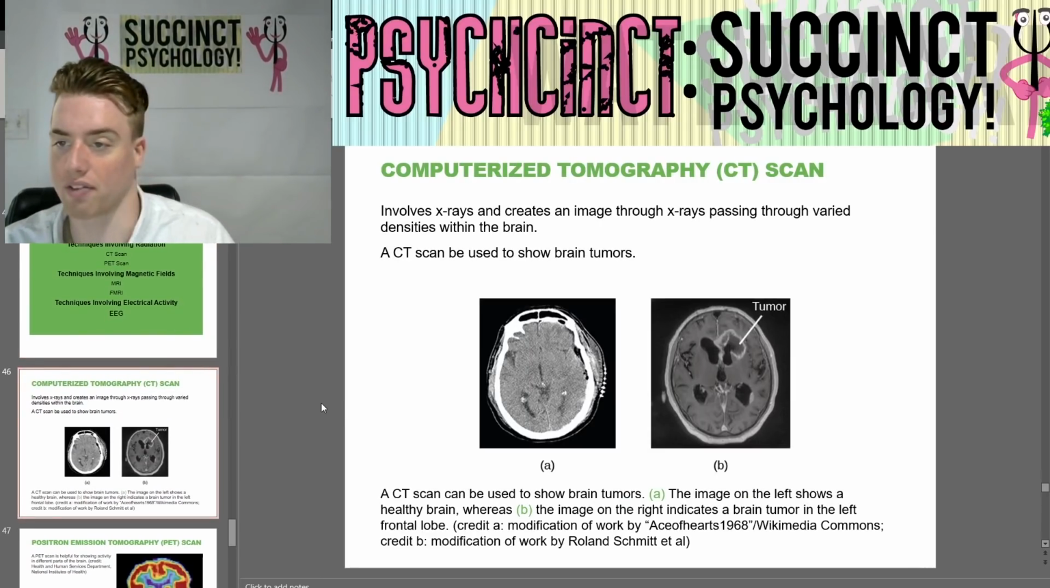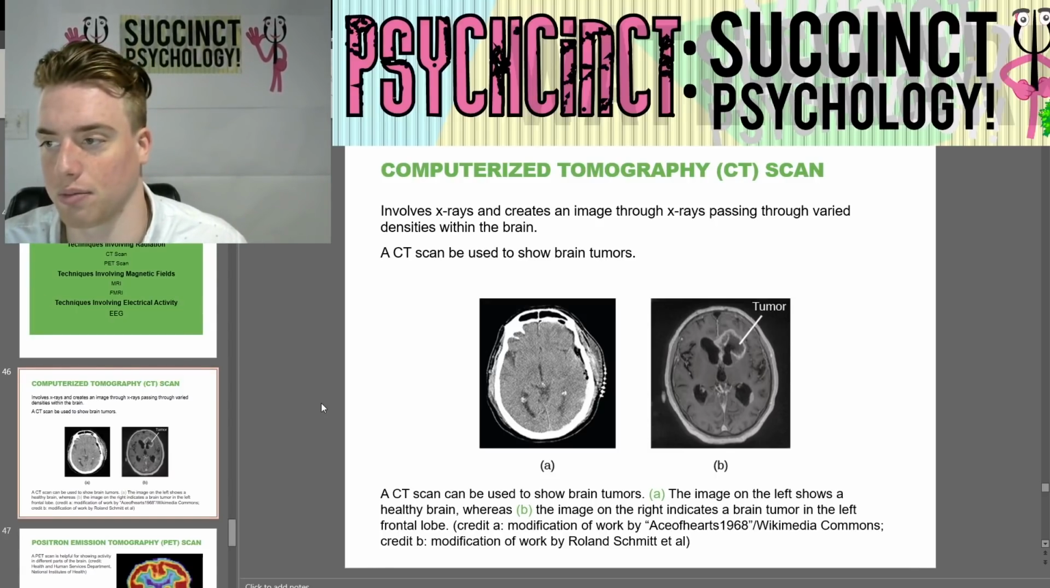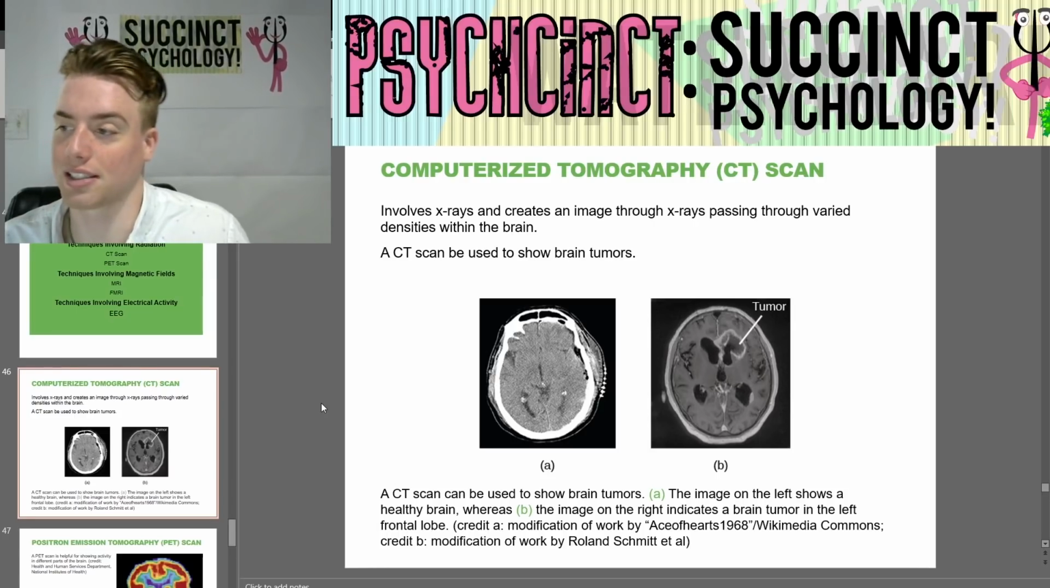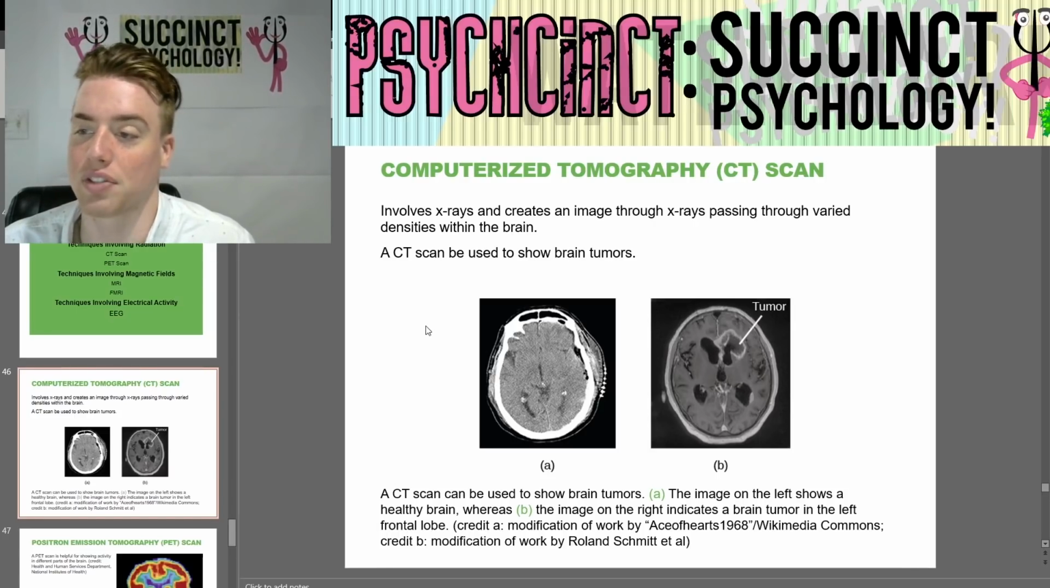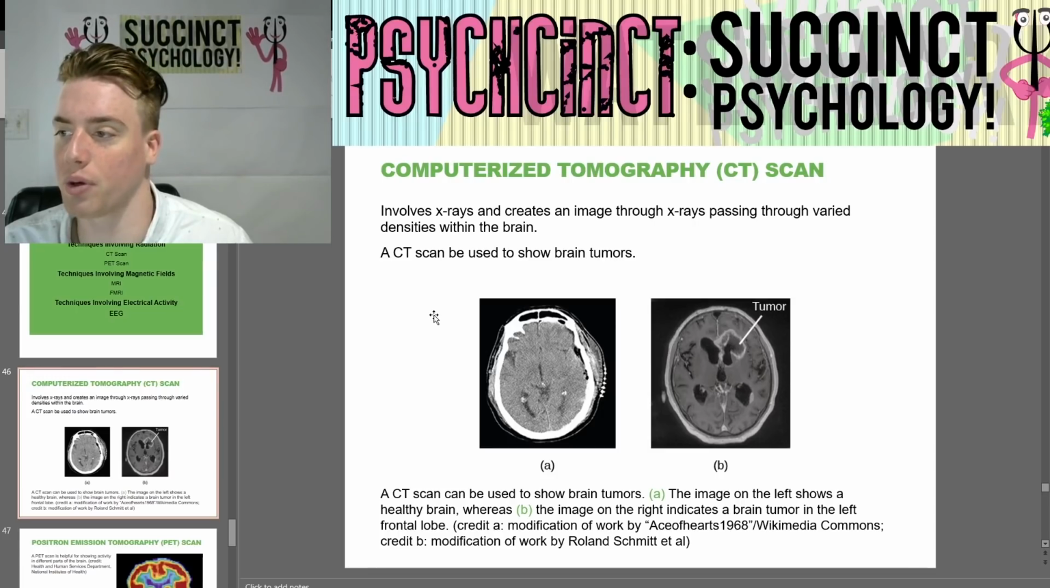So going on, we're going to go into brain imaging. So first off, we have computerized tomography, or CT scan. So you can just say CT scan, you don't have to say computerized tomography. That's a lot to say. It involves X-rays and creates an image through X-rays passing through varied densities within the brain. So a CT scan can be used to show brain tumors. So here we have some figures.